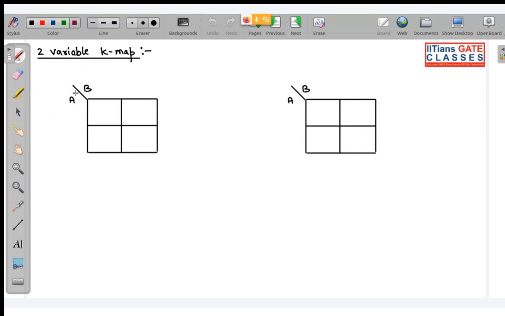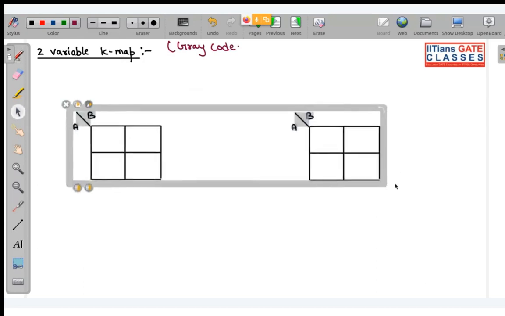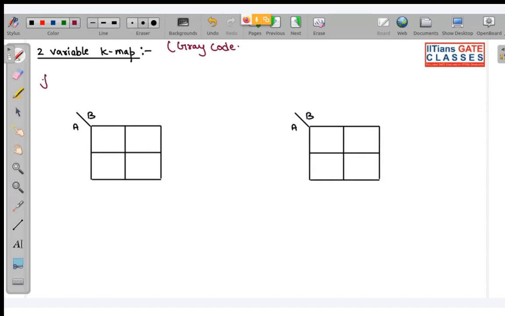Now let us go to K-map. K-map is basically a kind of map which is used to simplify Boolean expressions. K-map uses gray code, we use gray code over here. So this is basically a two variable K-map, where we have functions of A and B.